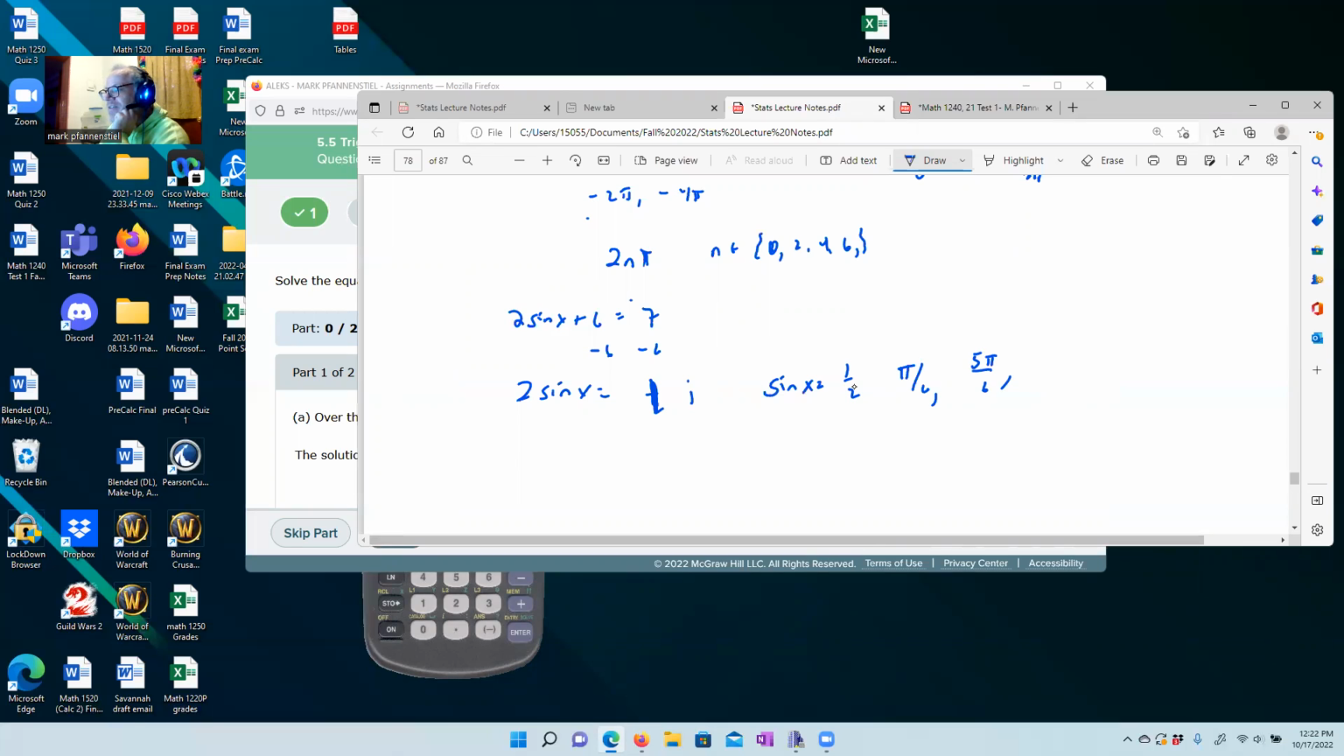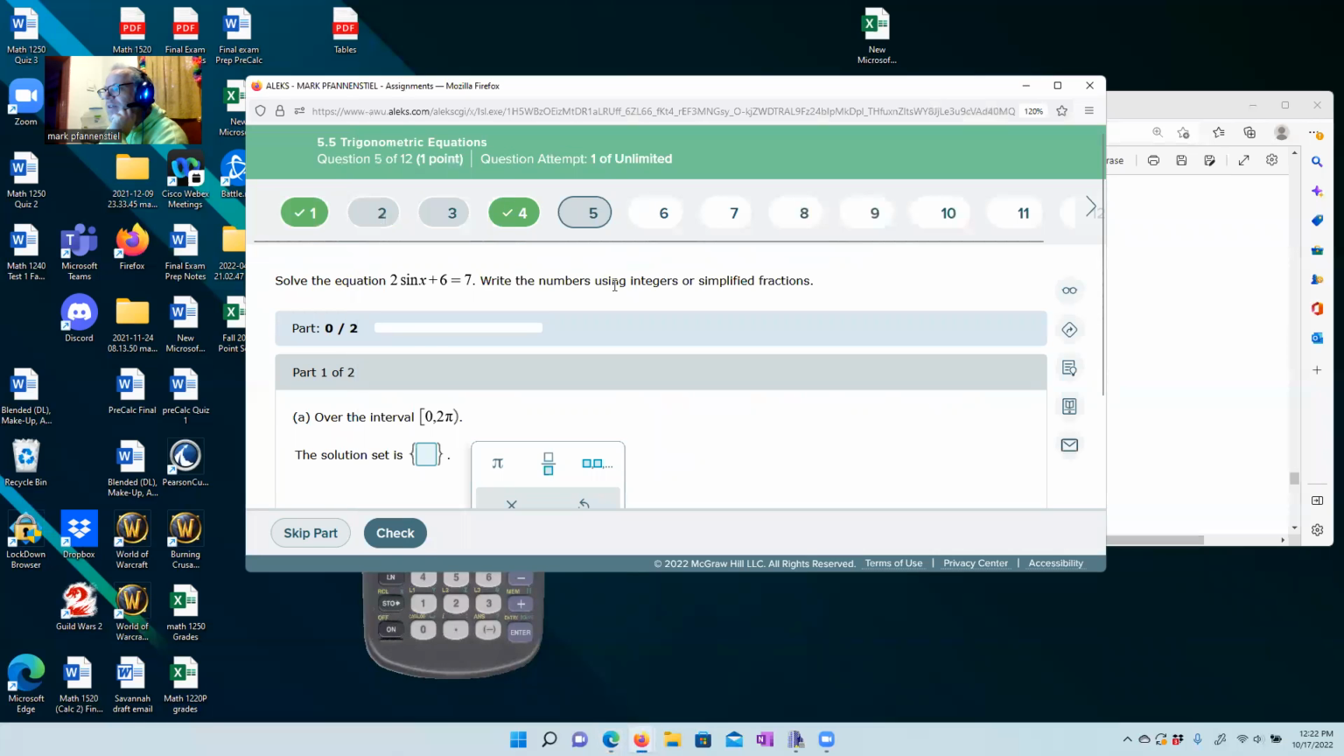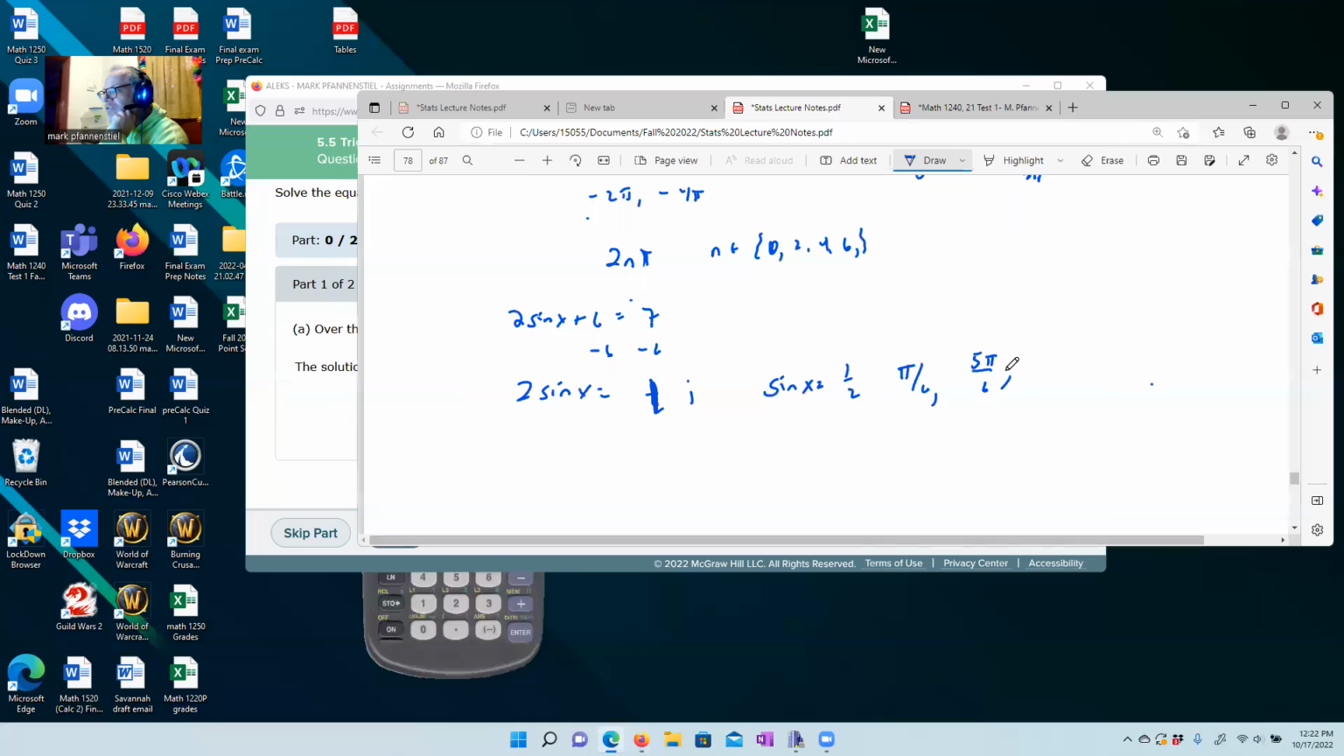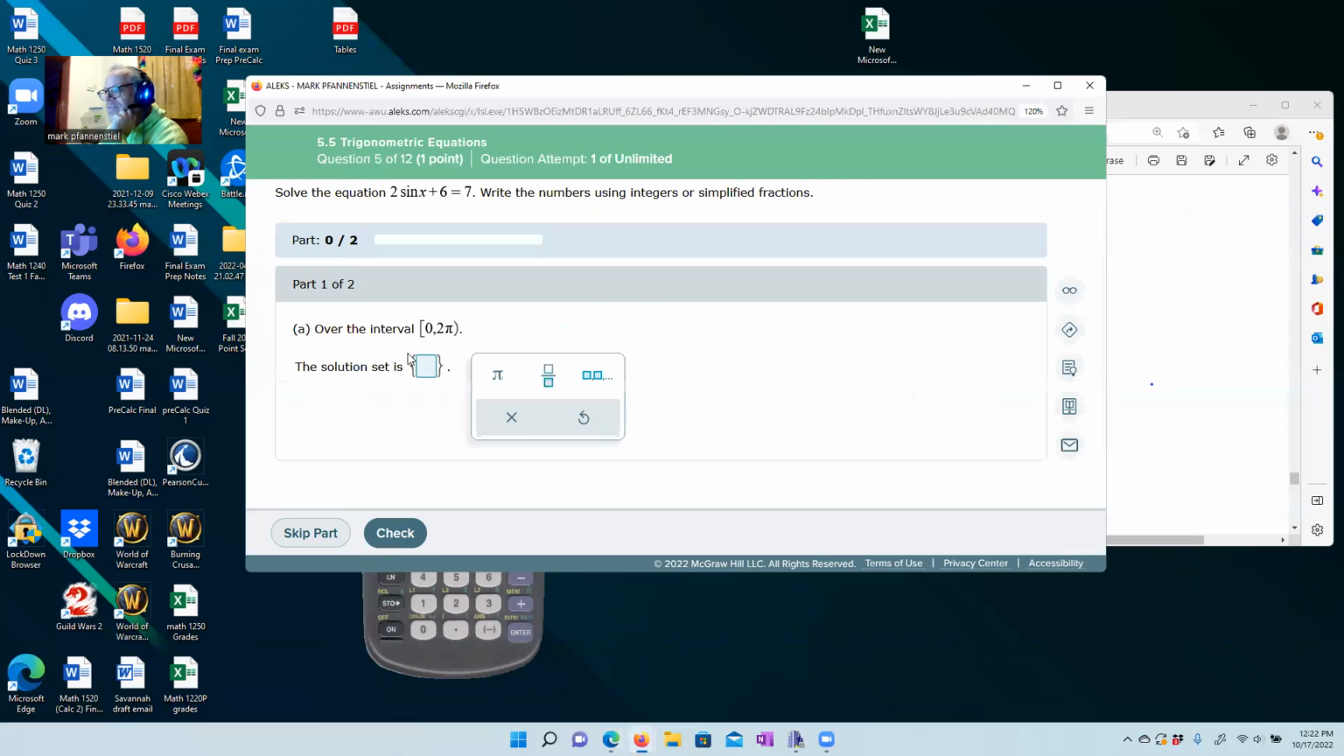That's all we have. It's just pi over 6 and 5 pi over 6, and that's just what's around the circle. Notice that they only wanted this one time around the circle. So we're just going to type in pi over 6 and 5 pi over 6.